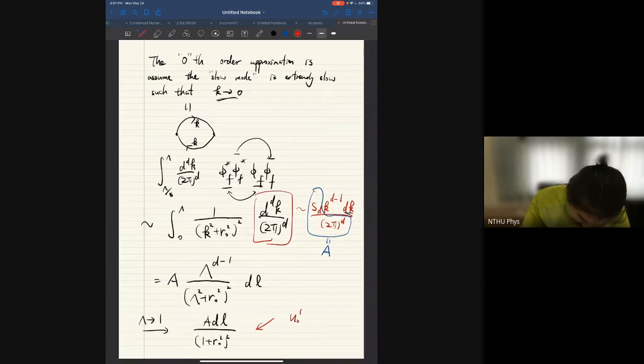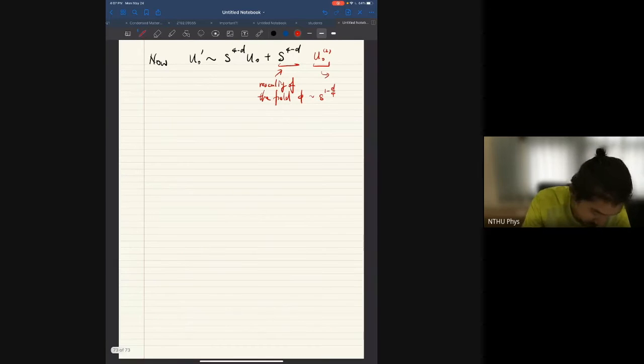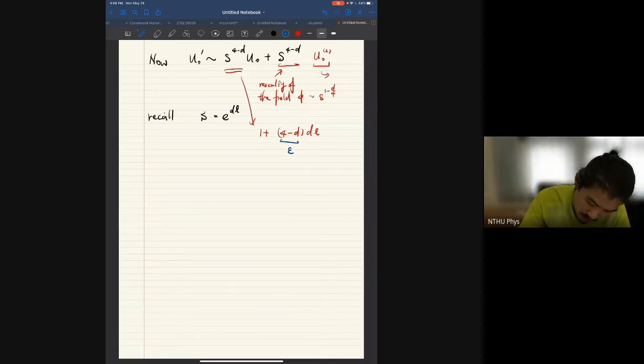This is basically what I characterize as the second order correction. Okay. And then recall the rescaling S is defined as this one, which we know will give you 1 plus (4 minus d) dl. So that's the reason if we replace 4 minus d by epsilon, we have a small parameter for doing perturbation.